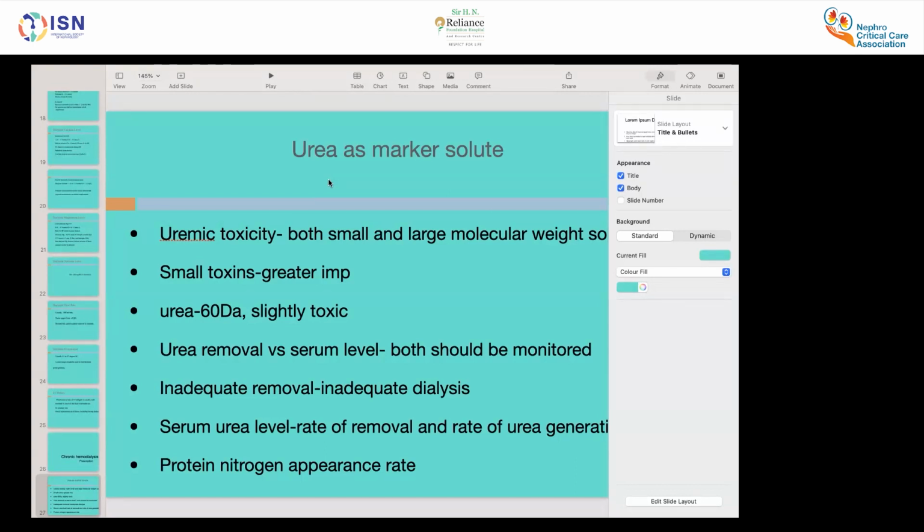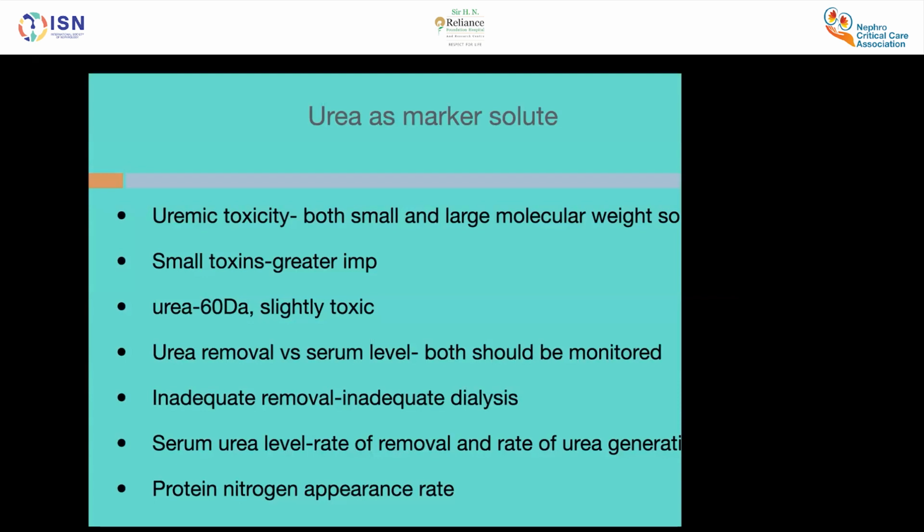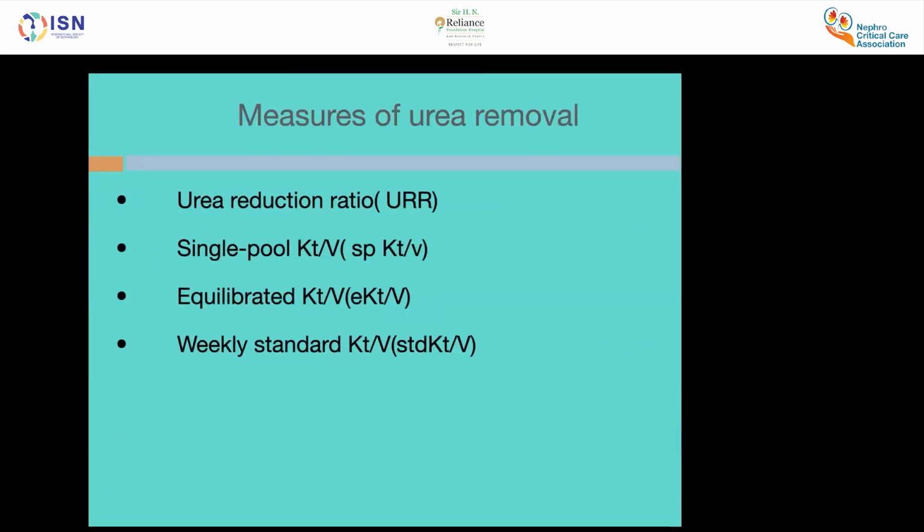The serum urea level depends on the rate of removal and the rate of urea generation, and urea generation is contributed by the protein nitrogen appearance rate. The measures of urea removal are the urea reduction ratio, then single pool Kt/V, then equilibrated Kt/V, and weekly standard Kt/V.